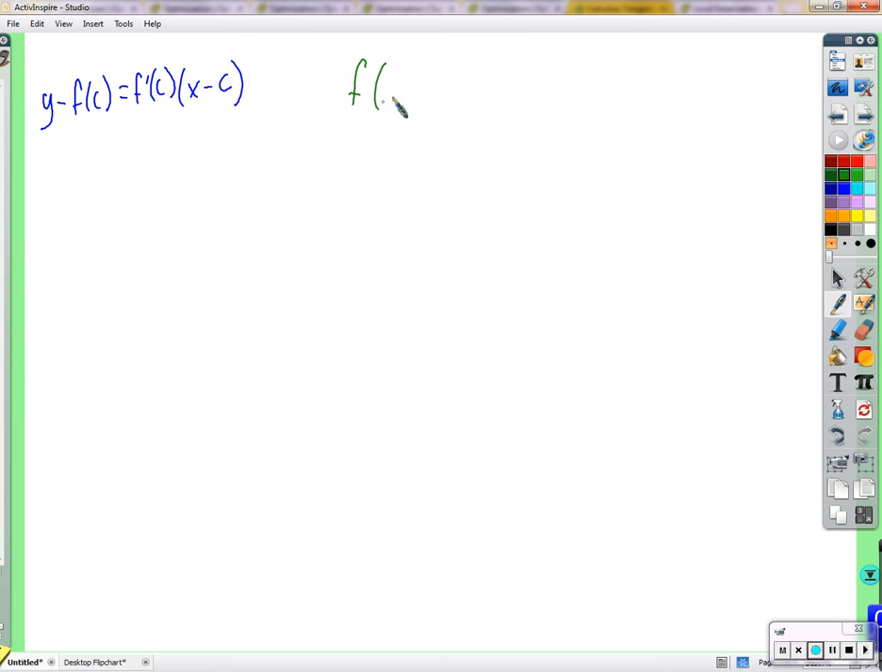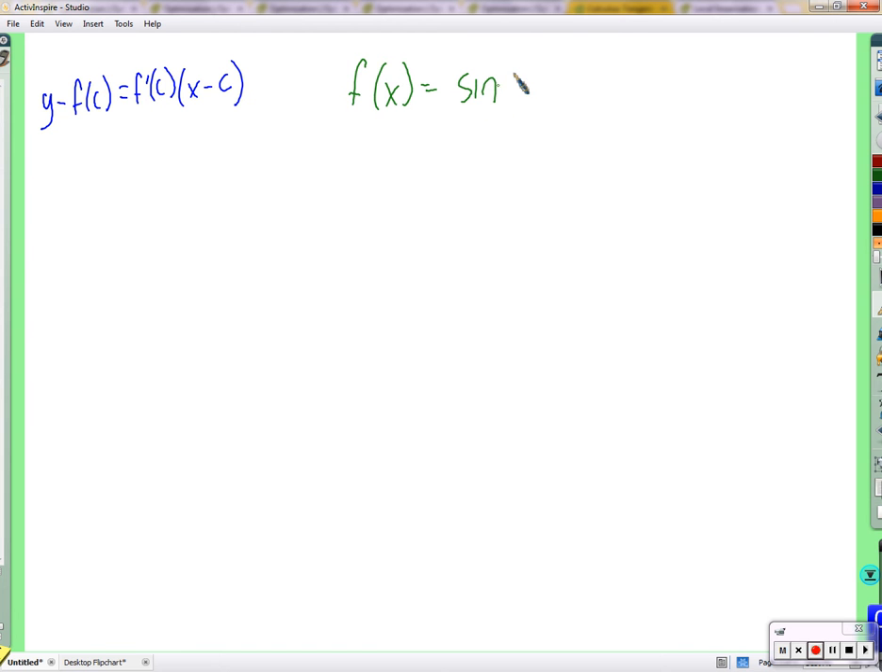How about if the function itself is the sine of 3x? Can anyone tell me what I'm missing right now? Yeah, the slope. What's preventing me from finding the slope here? C. What is c? I have to tell you what that is. It's important for you to recognize that you need that. So let's say at x equals 0. I've given you a function and an x value, and I want to know the equation of the tangent line that goes through the point on this graph at x equals 0. Is that making sense? So let's get to work.